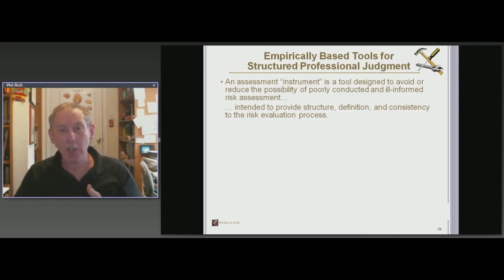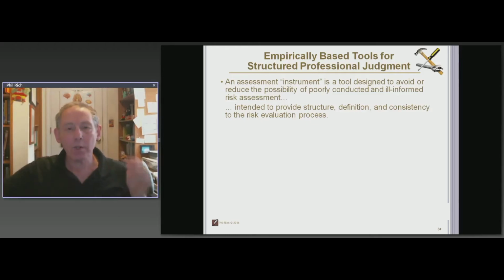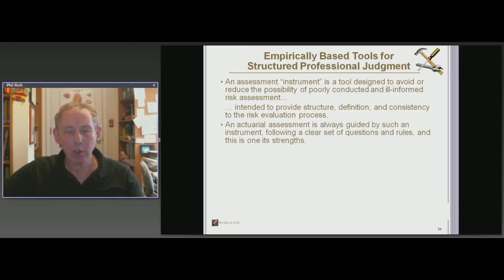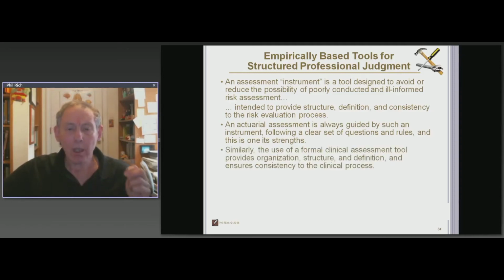Some of you will know the JSOAP, the ERASOR, which are the two most commonly used tools, the MEGA, the JRAT, the AIM2. There's not that many of them, but there's certainly a number of them out there. These tools are all very similar. They're intended to provide structure, and they're based upon the empirical literature. The assessment, the actual assessment, always uses an instrument like this, always follows a clear set of questions. That's its strength to some degree. But the use of clinical assessments also provides structure when we use an instrument such as, say, the ERASOR or the JSOAP.